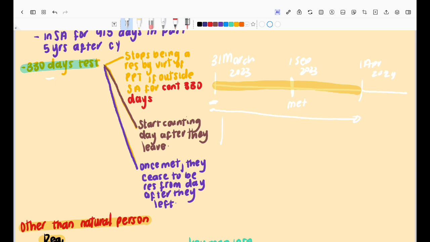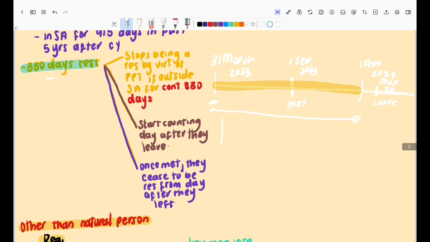And then the year ends, let's say you leave South Africa here, May 2024, so you leave SA. Just because you left SA does not immediately mean that you stop being a resident, right? So you will stop being a resident after you meet the 330-day rule. So we have to count from this very day up until wherever you're doing the PPT test and see if you have met 330 days continuously being outside of South Africa, right?